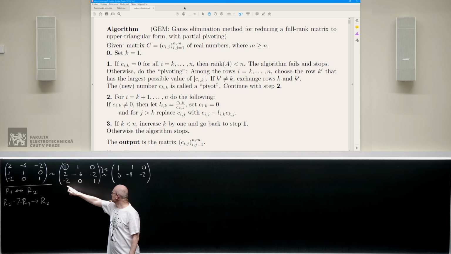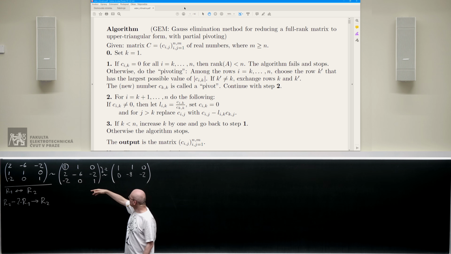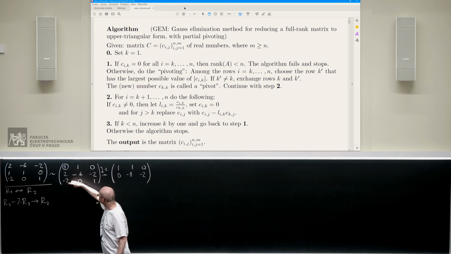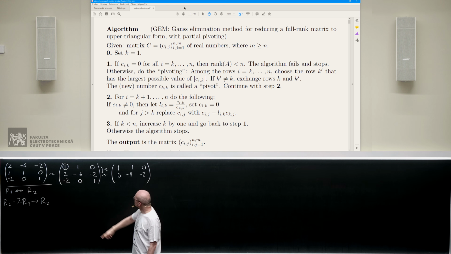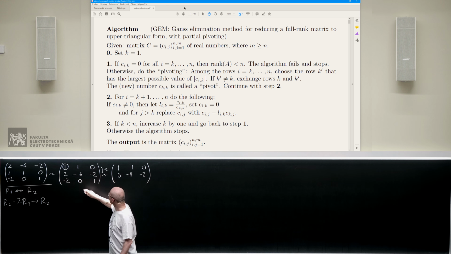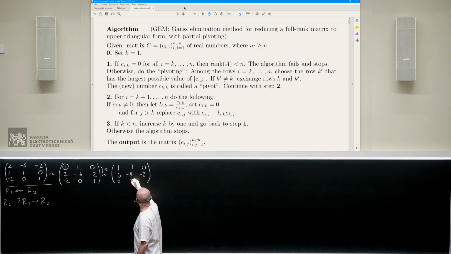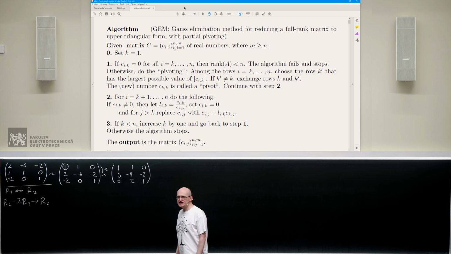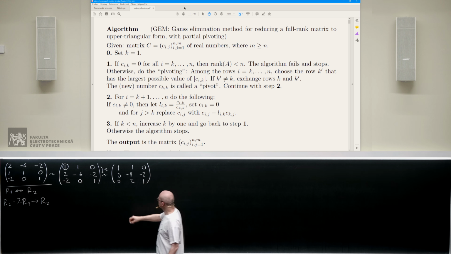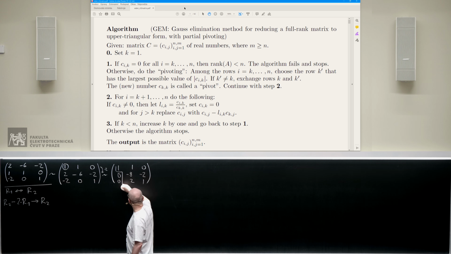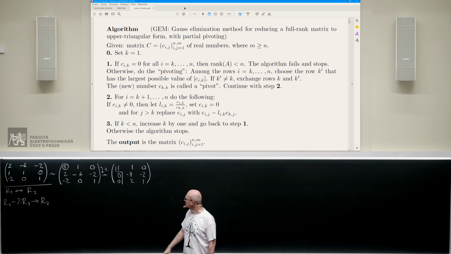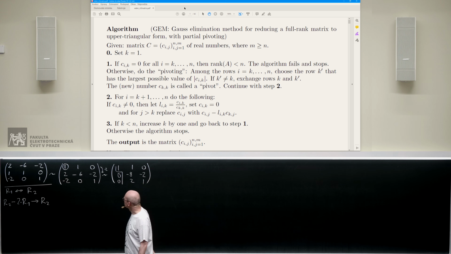Okay, now I need to get 0 here in the last row in the first column. So I look at it and I say, no problem, I take the first row and I add it twice. I take the first row, multiply it by 2 and add it, and I get 0, 2, 1. And that's the end of the first stage of elimination. I just created the shape that I need here. Some number, the pivot, and zeros underneath.